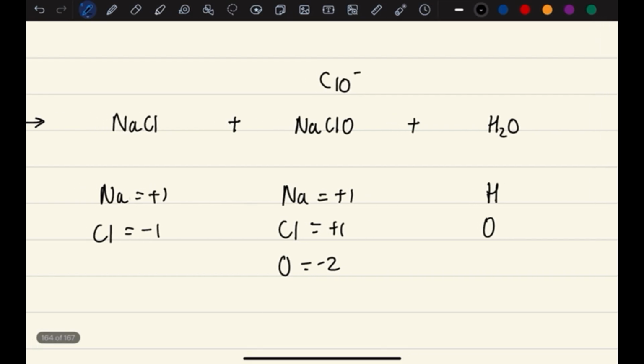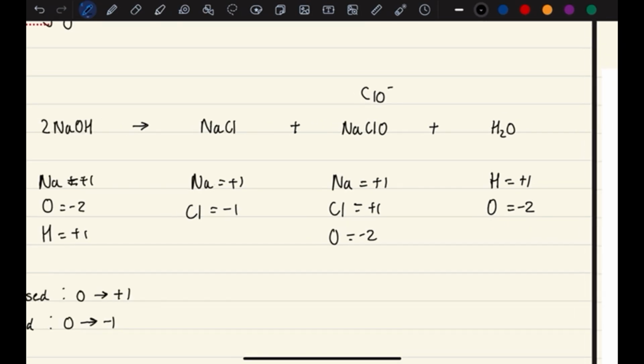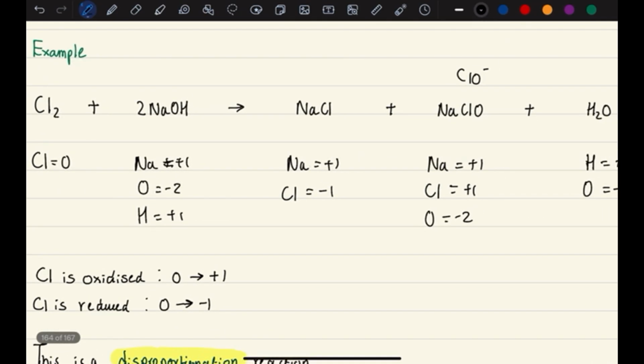And in water, again, we've done this before. This is +1, this is -2. So if you look at this reaction, chlorine is oxidized. We think about what chlorine is initially: 0. You can see here that it's become -1 here, in sodium chloride, and here it's become +1. So you can see chlorine is oxidized and reduced at the same time.